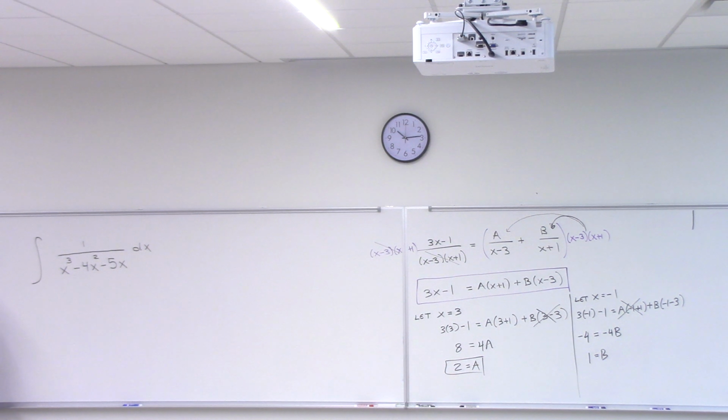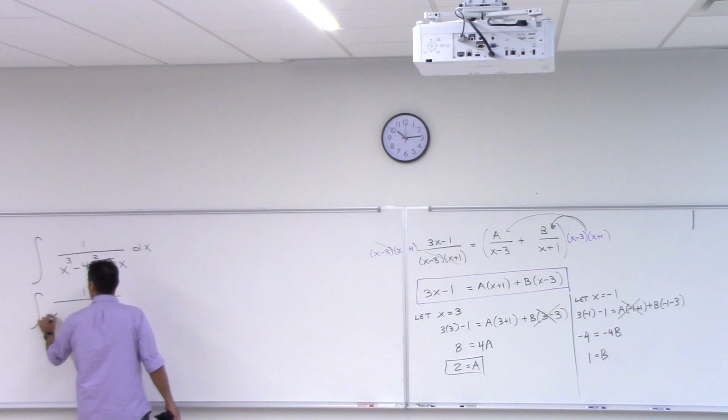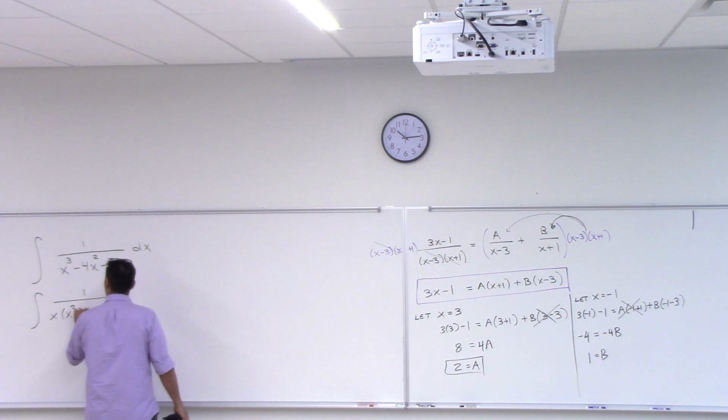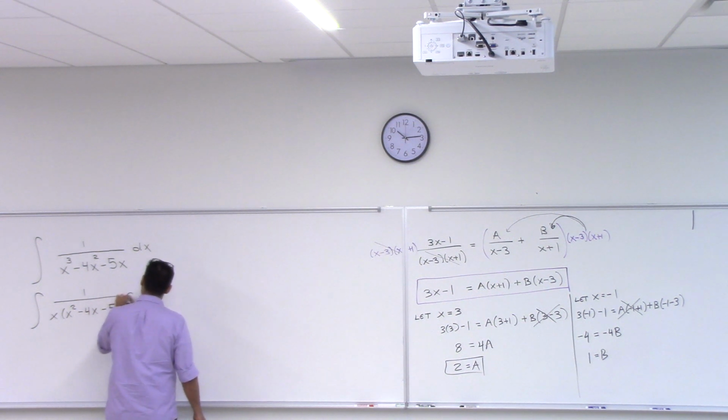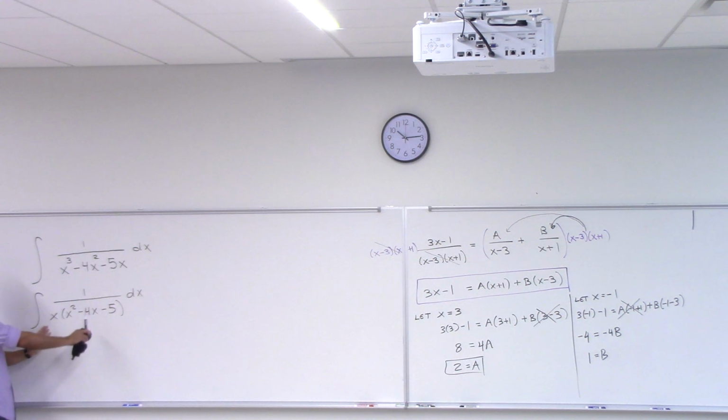We can factor though, right? Let's factor that denominator and see what we get. What can we pull? An x. Now we have x squared minus 4x minus 5 on the bottom with that x. Now, you still can't do what we did before. Please do not try and split this into two integrals.